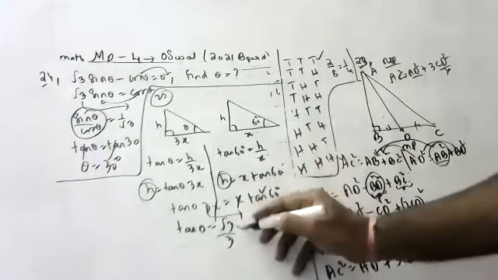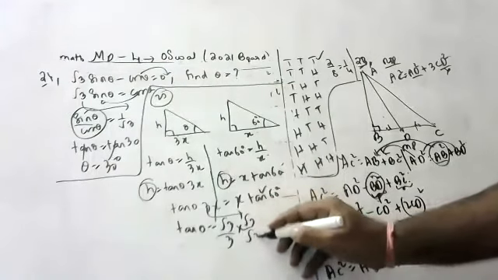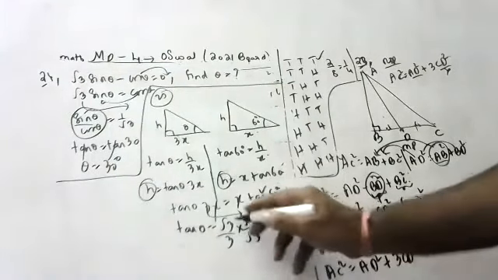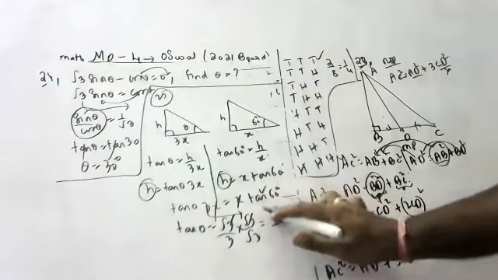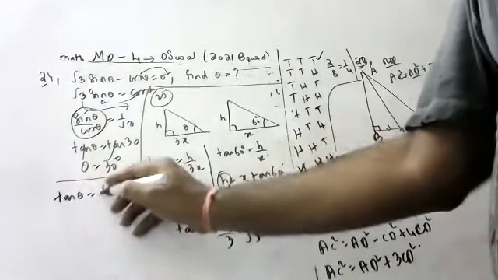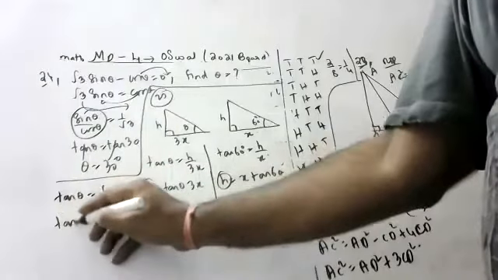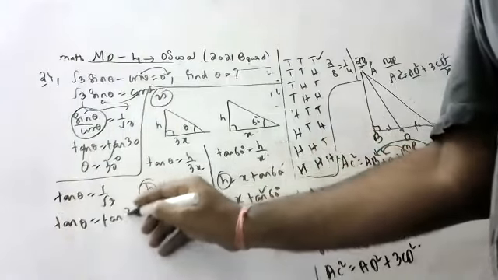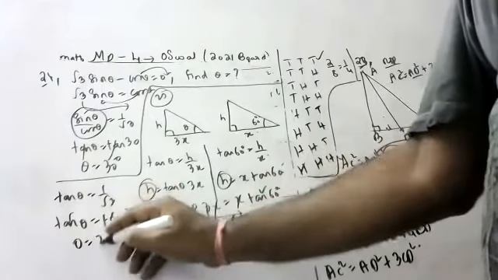Okay, children, so rationalize it. You get 1 by root 3. So tan theta is equal to 1 by root 3. Tan theta is equal to tan 30. So theta is equal to 30 degrees.